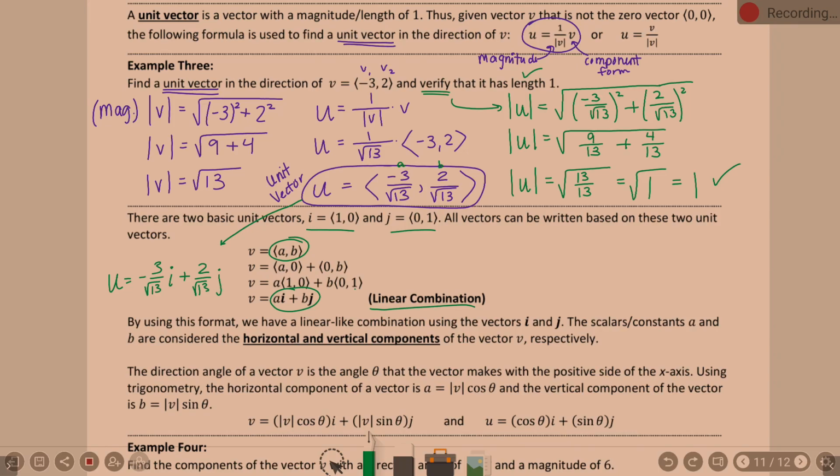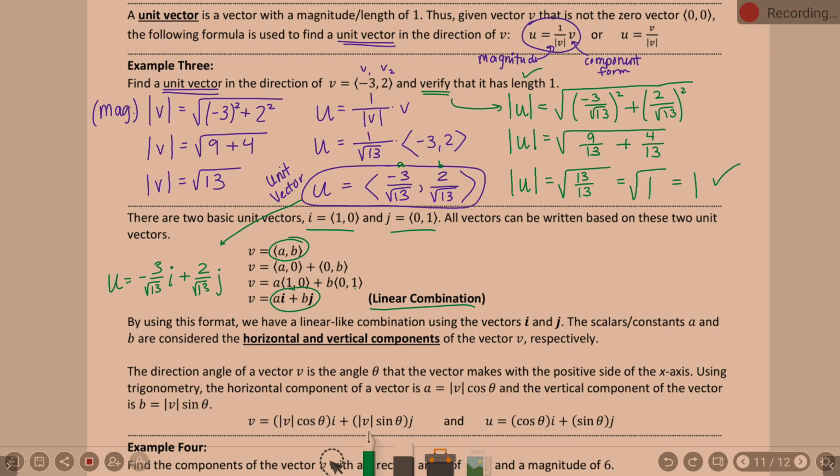By using this format, we have a linear combination using the vectors i and j. These scalars or constants, a and b, are considered the horizontal and vertical components of the vector v, respectively. So a is your horizontal component. b is your vertical component. It's essentially like the idea of x and y.